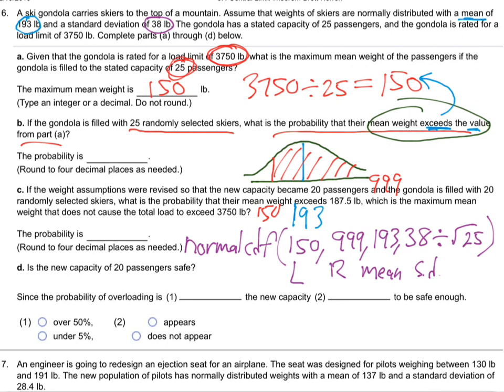Does that make sense? It comes out to 0.9999. Is that what it is? Not 100%, but in other words, for sure you're going to overweight that gondola. That's not a good plan that they have. They didn't think about their statistics ahead of time.